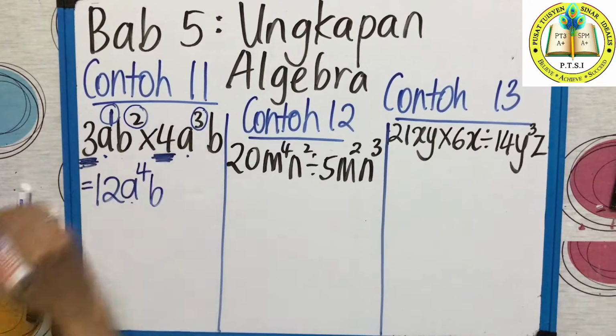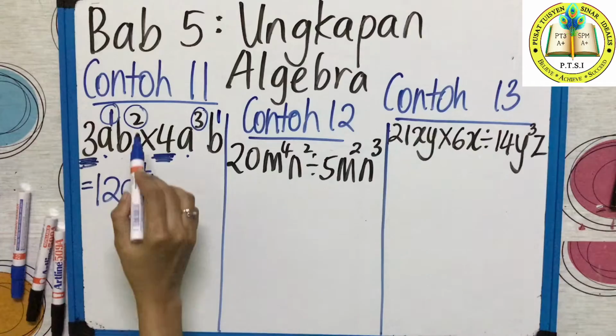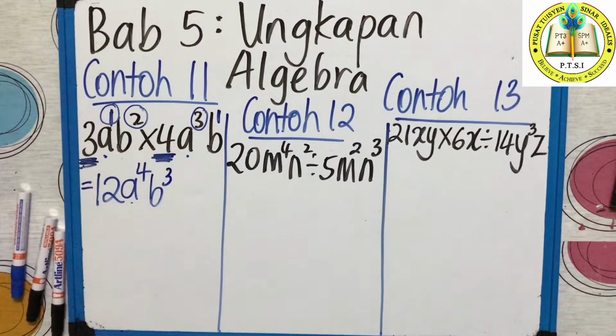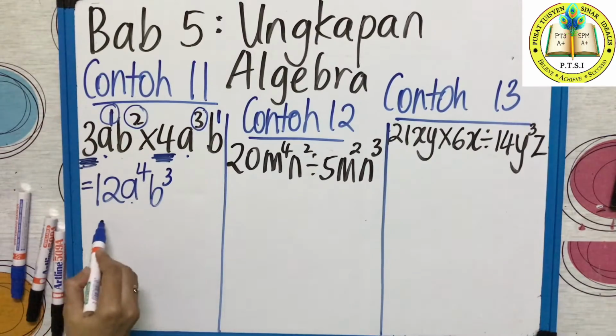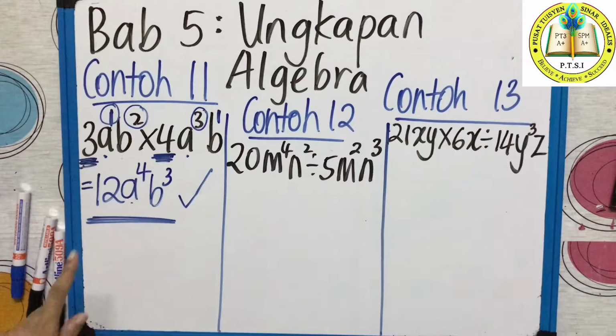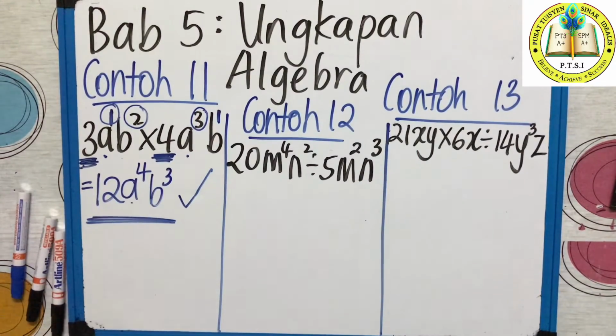Yang ni kuasa 2. Tapi B ni tak ada kuasa, so you put there 1. So, 2 tambah dengan 1, kamu dapat 3. So, jawapan 12, A kuasa 4, B kuasa 3. 12, A power 4, B cube. So, this is your final answer.